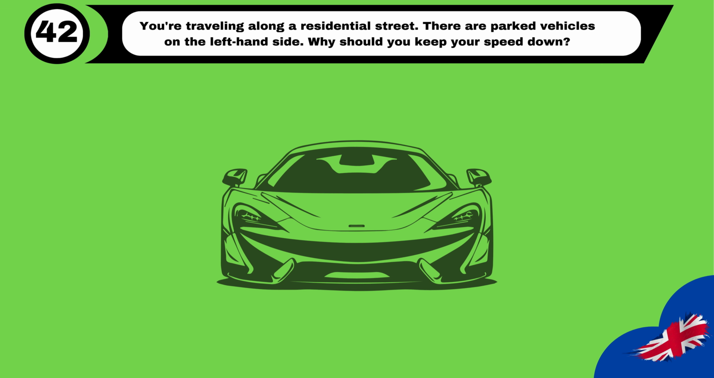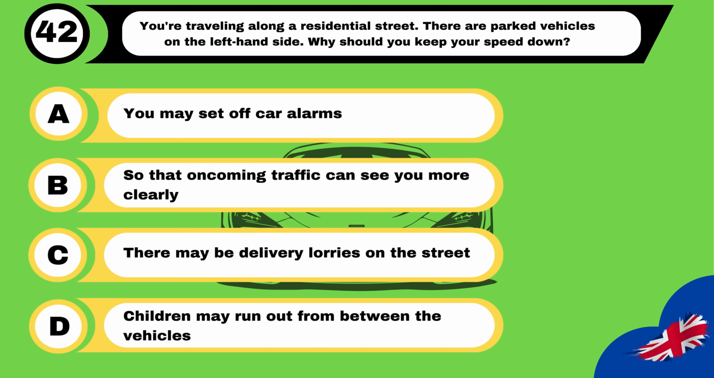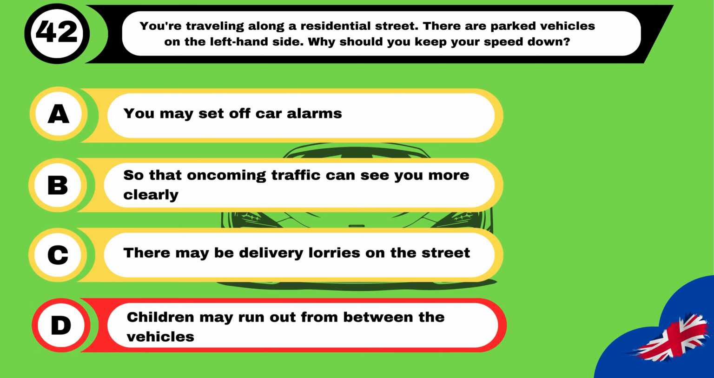Question 42. You're traveling along a residential street. There are parked vehicles on the left-hand side. Why should you keep your speed down? A. You may set off car alarms. B. So that oncoming traffic can see you more clearly. C. There may be delivery lorries on the street. D. Children may run out from between the vehicles. The answer is D. Children may run out from between the vehicles.